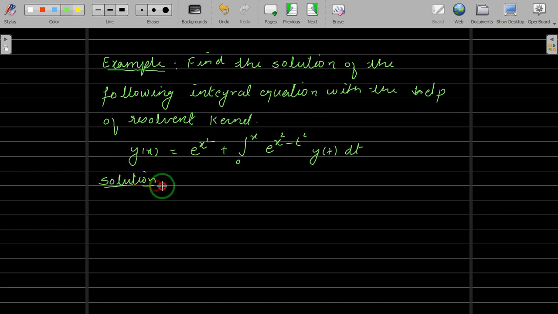So to solve this, let us see what data is given. Here we have the function f of x equal to e raised to x square. Then there is nothing in front of the integral, which means lambda is 1, and your kernel k of x comma t is e raised to x square minus t square. Now with this, let us go for the iterated kernels.